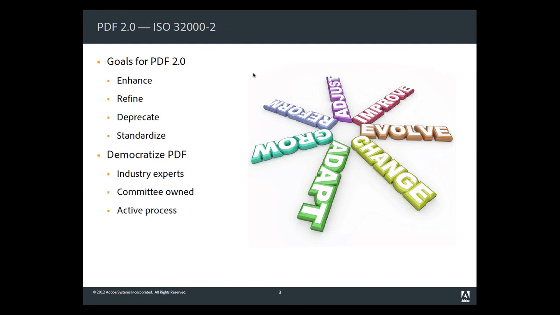So what has the committee been doing since then? We started working on PDF 2.0, ISO 32000 Part 2. And we had four primary goals for that. The first was to enhance the language where appropriate without making major changes. We wanted to refine it, so where there was any lack of clarification or understanding in the standard, we wanted to ensure that that was cleared up, that we made normative changes. We wanted to deprecate functionality, and we wanted to continue the process of standardizing it to bring more and more of the references into the ISO family. And the intent was to democratize PDF. The intent was to get industry experts involved in continuing the growth of PDF and releasing it from Adobe control.